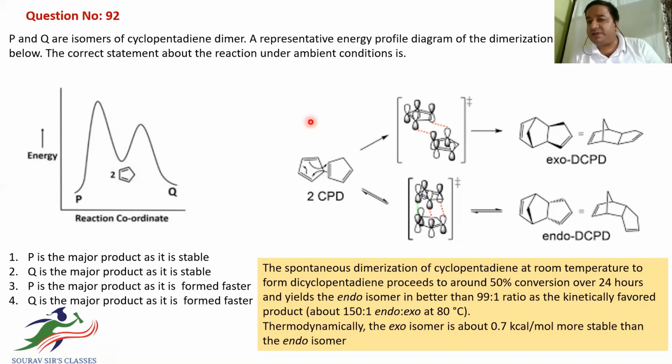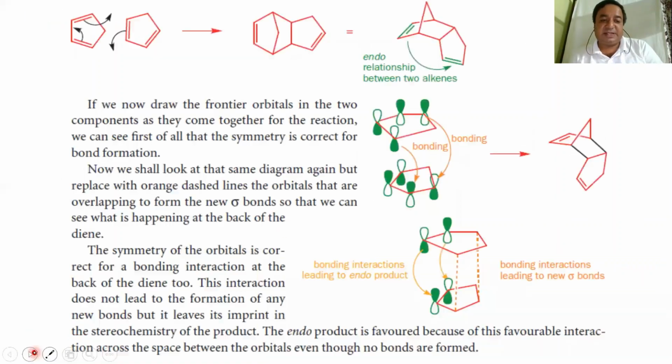Kinetically controlled products are formed faster, where the factor enhancing this formation, as I've shown in the next slide, is these orbitals in phase, which help the bonds to form between these two units faster. Okay. Next.